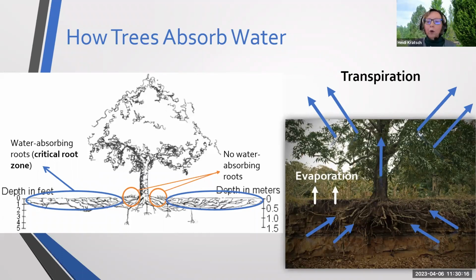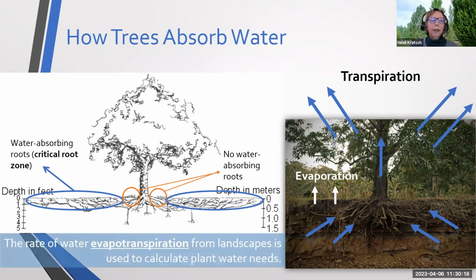So I'm going to bring up one more term now at this point. Evapotranspiration. Evapotranspiration is a combination of two processes: evaporation of water directly from the soil, which is shown by the white arrows in this photograph on the right, and transpiration of water through the plants, shown by the blue arrows. And the rate of evapotranspiration from landscapes is used to calculate plant water needs. So we're going to move into that process right now, how you figure out how much water your trees actually need.